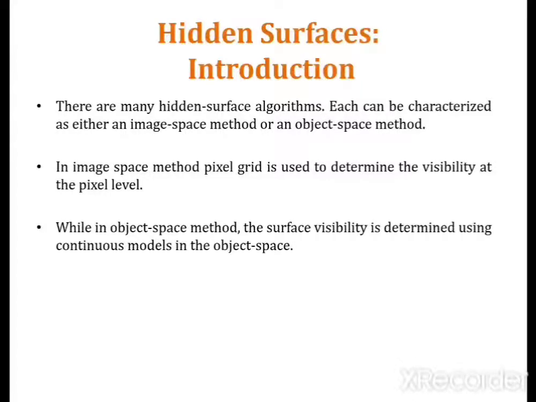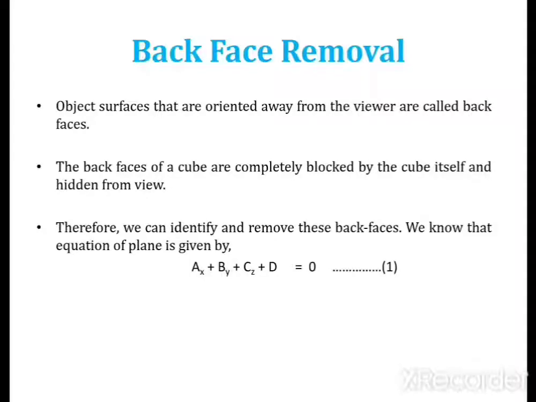First of all, we'll see what back face removal is, meaning whatever back faces we are not able to see as a viewer, we have to remove them, and that we are going to see first. In back face removal, the object surfaces that are oriented away from the viewer are called back faces, meaning they are very far away from the viewer's point of view, or from our human eye. We identify them as back faces, and then we have to remove them.